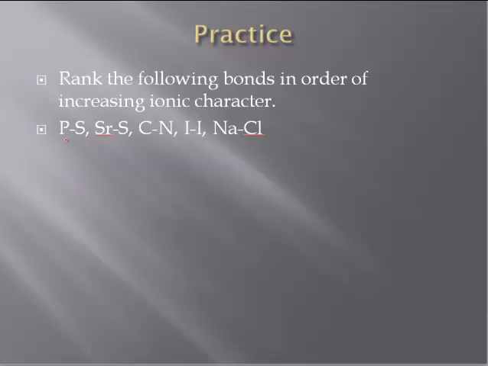So we've got this P and S. Now these are both nonmetals, right? So this is going to be pretty nonpolar. Or, pardon me, it's going to be a little bit polar. Okay, strontium and sulfur, you've got a metal and a nonmetal, so that's going to be an ionic bond. Carbon and nitrogen, right next to each other on the periodic table, that's going to be polar. This is going to be two atoms of the same element, that's nonpolar. And then sodium and chloride, those are at opposite ends of the periodic table, so they're going to be ionic.